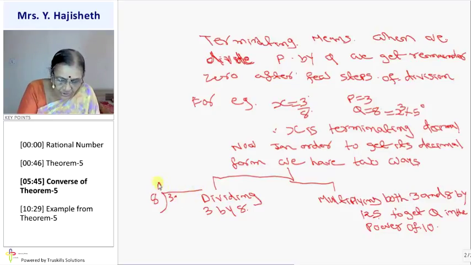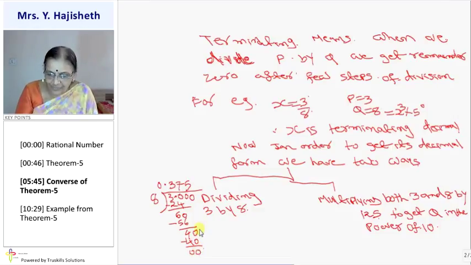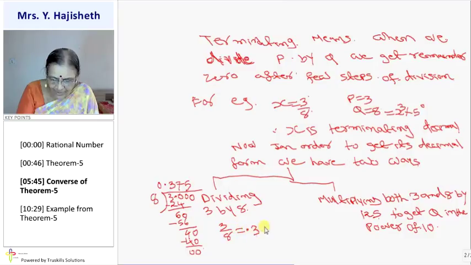Division not possible, so 0, put decimal, 0 utara, 3, 8 3 ja 24, do the subtraction, you will get 6. You again bring 0 down, 8 7 ja 56, do subtraction, you will get 4, again you bring 0 down, 8 5 ja 40, you get remainder 0? Yes. So this is my terminating decimal. So my 3 by 8 can be expressed in decimal form as 0.375, okay?